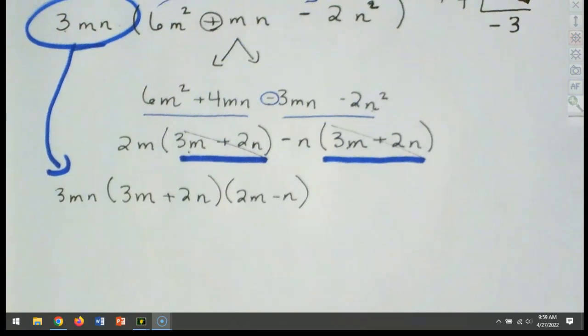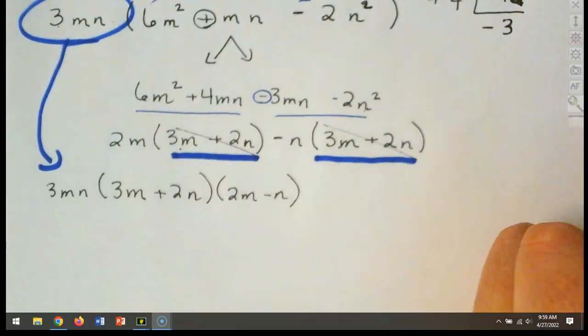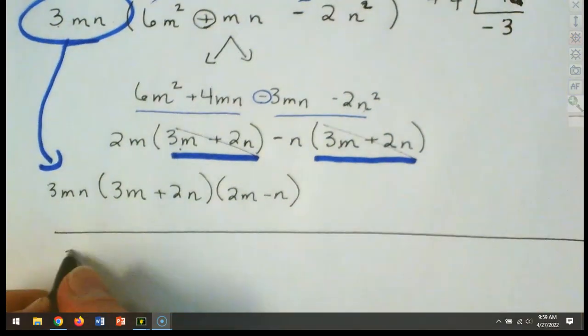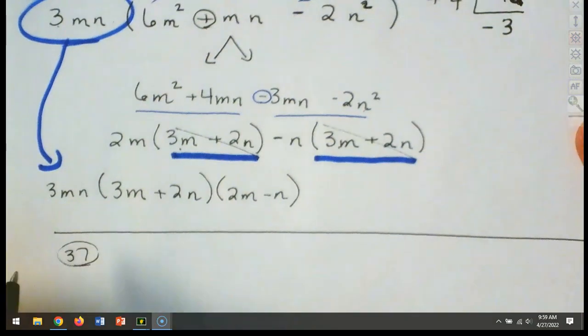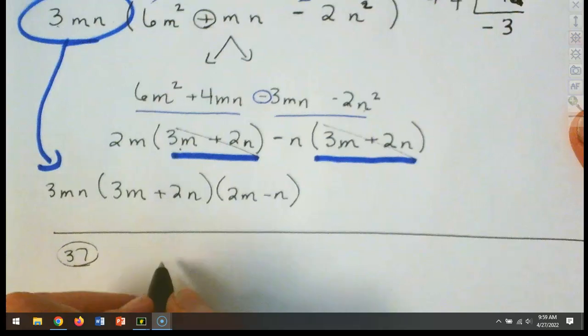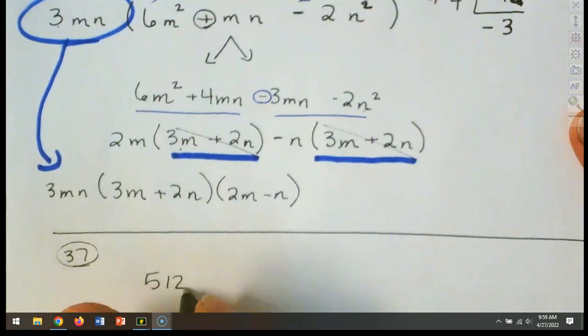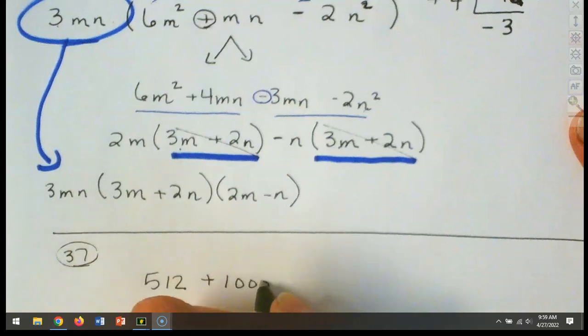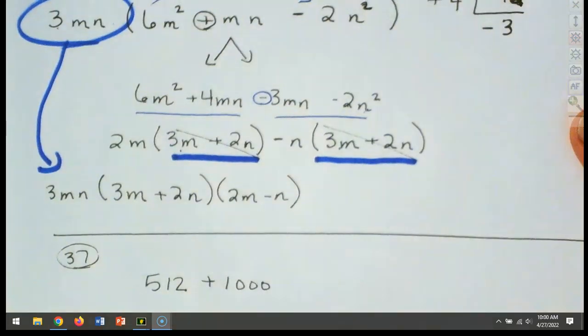Let's try another one here. A little bit different on this one too. How about 37? See if we can remember how to approach question 37. 512 plus 1,000 z cubed.